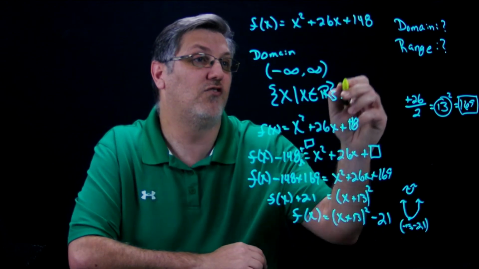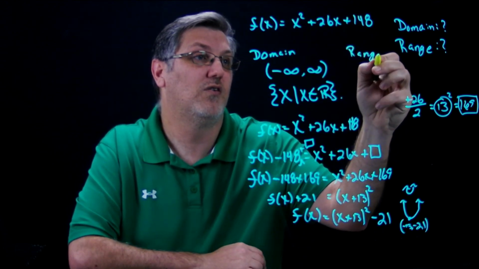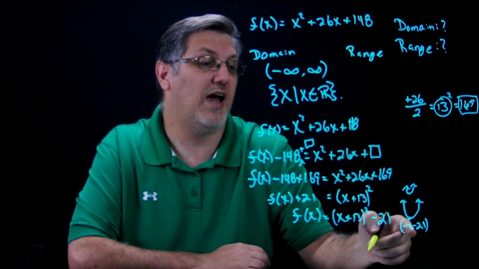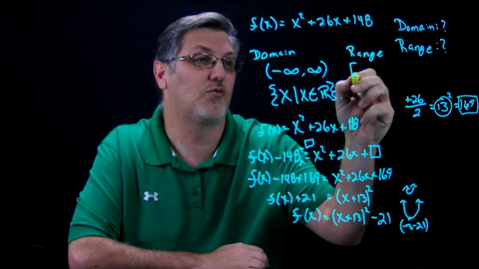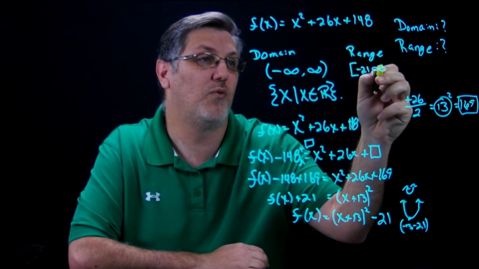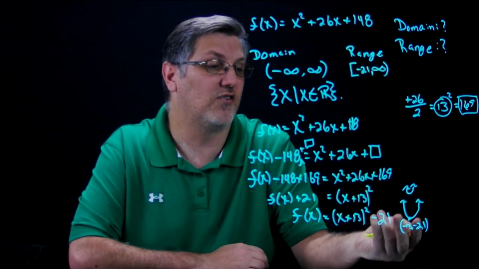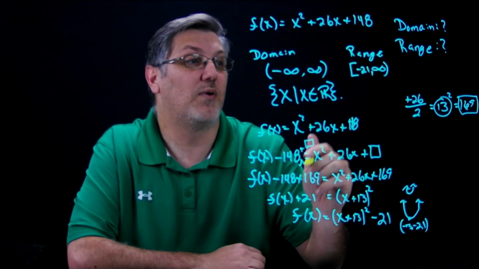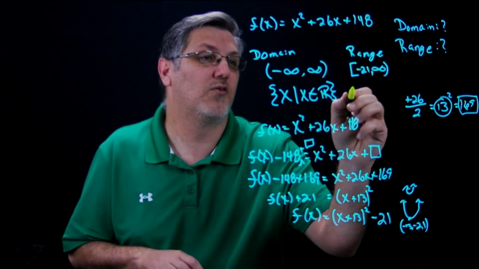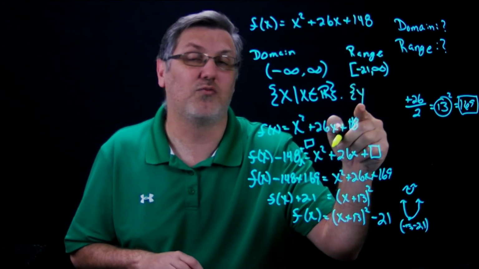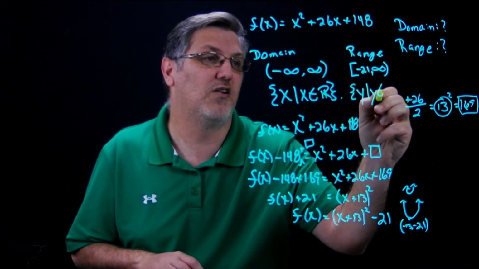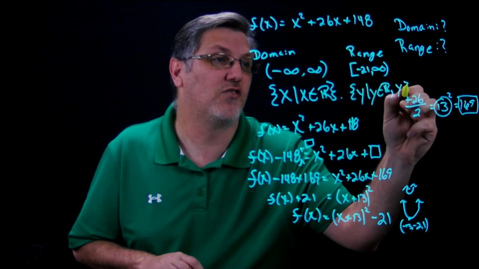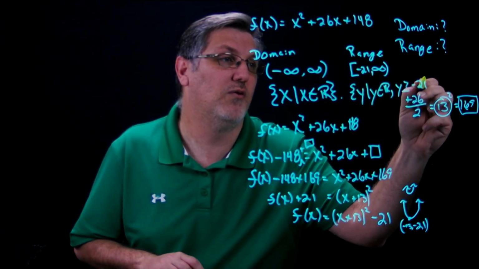So my range in interval notation is going to start at negative 21, and I can touch it, so I use the square bracket, negative 21, and I'm going to go all the way up to infinity. And of course, I can't touch infinity because it's always going up, because my leading number here is positive. Now, for my set notation, we are going to have the set of all y's, because range is y, such that y is an element of the real numbers, and now we have our constraint. My y is greater than or equal to negative 21.